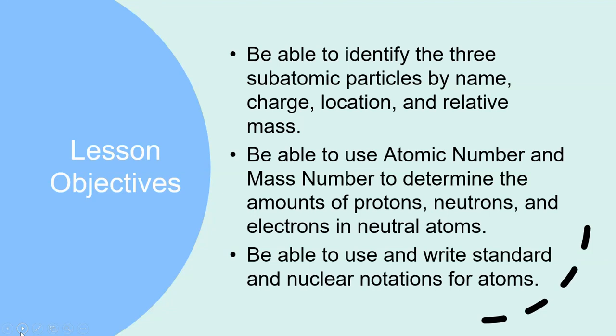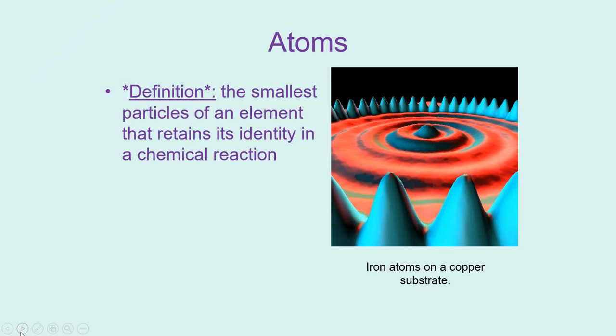Our objectives for today's lesson are to be able to identify the three subatomic particles by name, charge, location, and relative mass, to be able to use the atomic number and mass number to help us determine the amounts of protons, neutrons, and electrons in neutral atoms, and to be able to use and write standard and nuclear notation for atoms. An atom is defined as the smallest particle of an element that retains its identity in a chemical reaction.